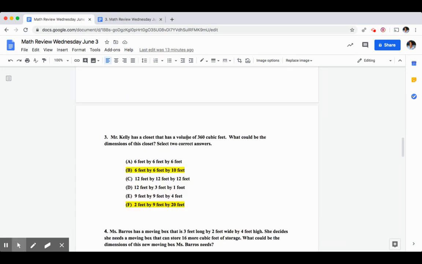Mr. Kelly has a closet that is a volume of 360 cubic feet. What could be the dimensions of this closet? To find the correct answers, you would need to find the volume with all of the dimensions, and the dimensions that equal 360 cubic feet are B and F.